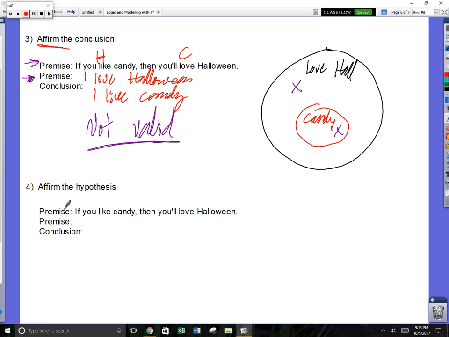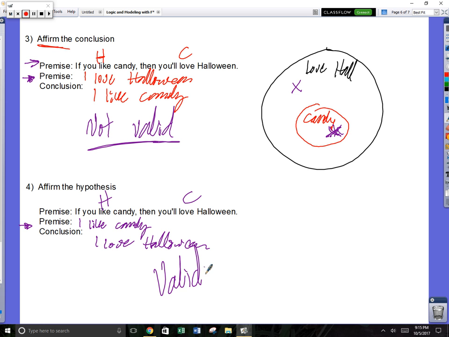And the last one, affirm the hypothesis. The first part's the hypothesis, second part's conclusion. I like candy. Affirm the hypothesis, so I am a person, I like candy. So I can conclude based off the first 2 premises that I am going to love Halloween. So I need to plot myself according to the second premise. I like candy. I go exactly, that's the only place I can go. And because I was directed to only one unique spot, the logic is excellent.